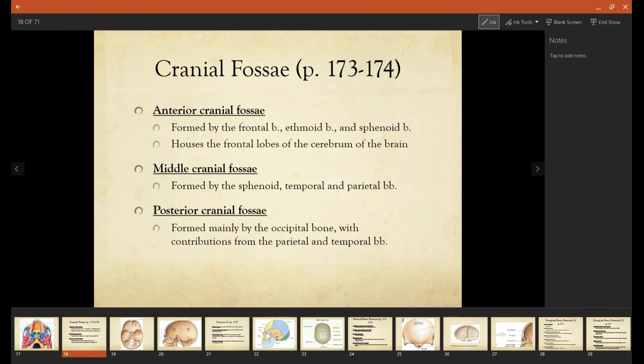There are also fossae that are formed just naturally from these bones of the skull coming together. These are called cranial fossae. And if you'll recall, a fossa is going to be a shallow depression in a bone. And they're just going to be named after their position. One's in front, which will be the anterior cranial fossa. One will be in the middle, which is just middle cranial fossa. And then one in the back is going to be posterior cranial fossa. And they're going to be found on both sides.